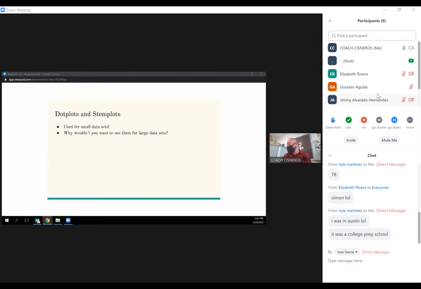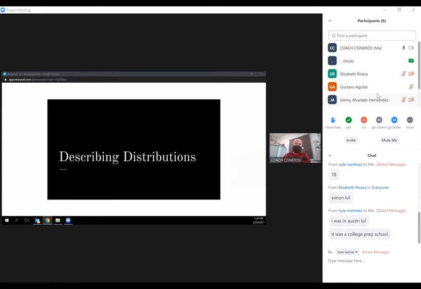So here's the last part. We'll be done. It is describing a distribution. Guys, I know you don't like writing, but we're going to write more in this unit. But we're going to write small sentences. We got to write. Writing is a key component of life. Got to know how to write well.